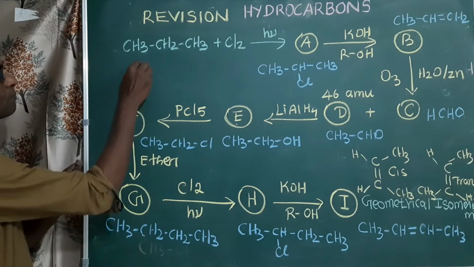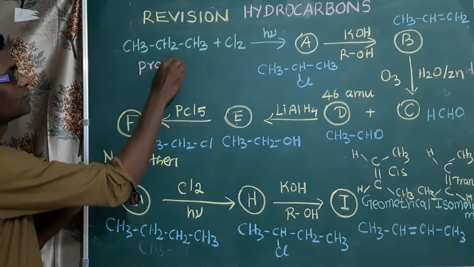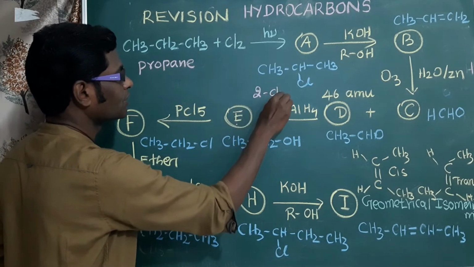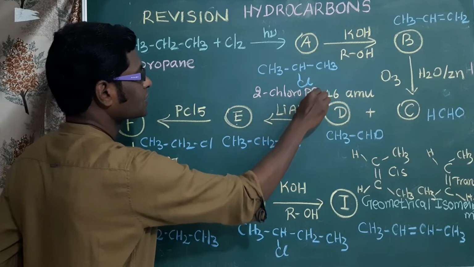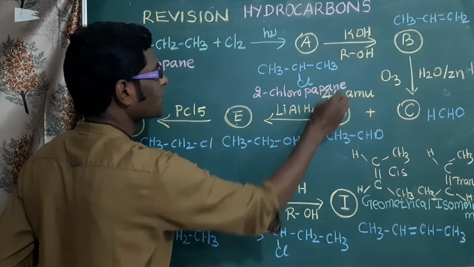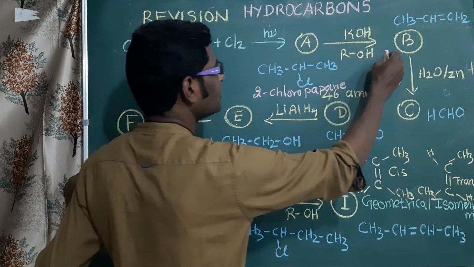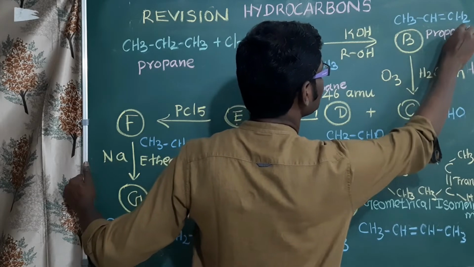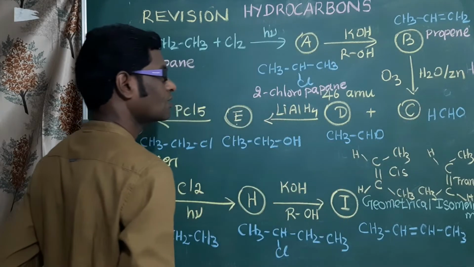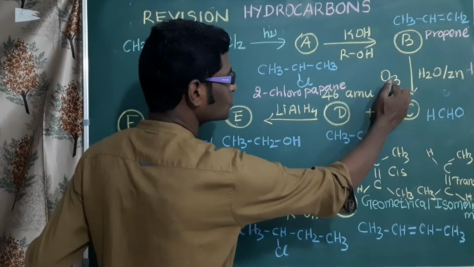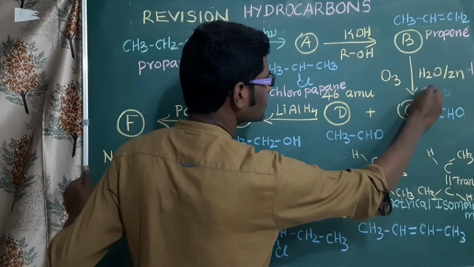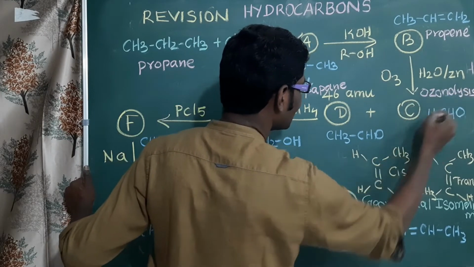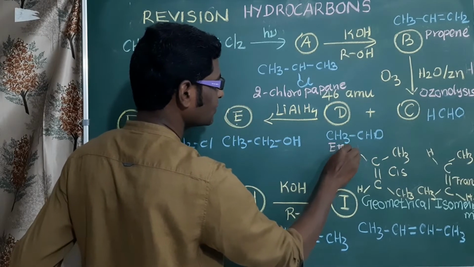When propane is treated with chlorine in presence of light, we will get 2-chloropropane. This reaction is called photolytic substitution reaction. When chloropropane is treated with alcoholic KOH, you will get propene. This reaction is called beta elimination. When propene is treated with a mixture of ozone, water and zinc, this reaction is called ozonolysis. During ozonolysis, we will get a mixture of ethanal and methanal.